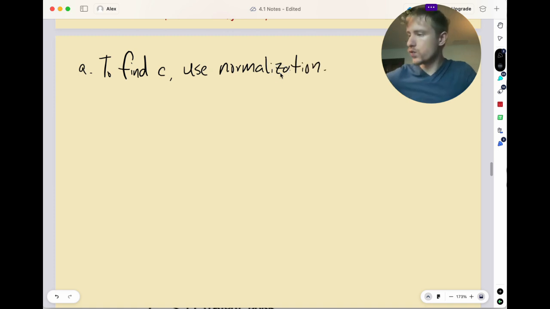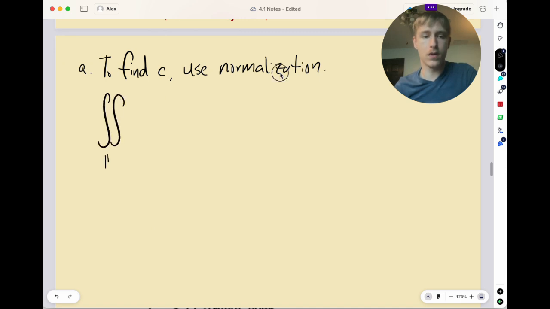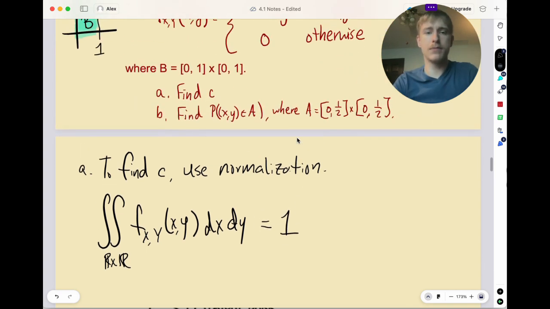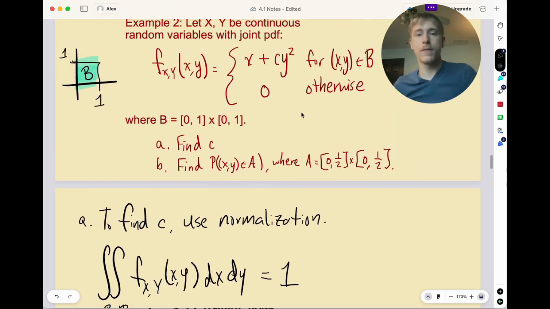Okay, so normalization says that the integral over the entire region has to be 1. So this integral over R cross R of this joint probability function has to equal 1. Okay, but if you look back up to the joint distribution, this is only going to be non-zero if the ordered pair is in B. Okay, and it's 0 otherwise.